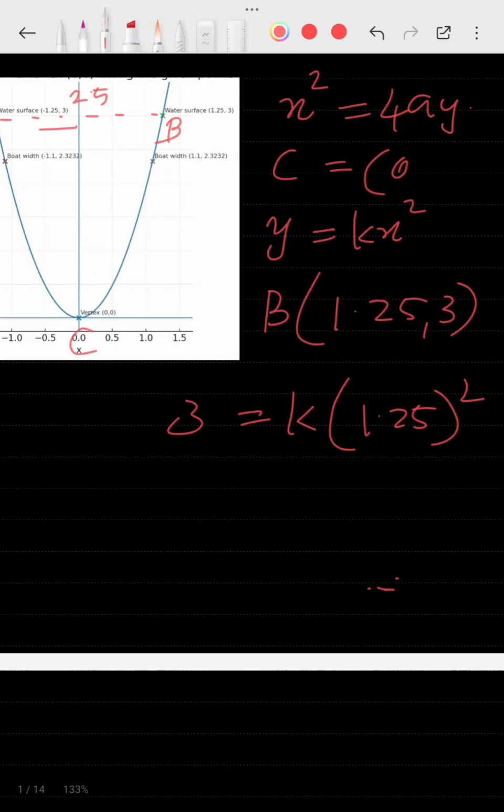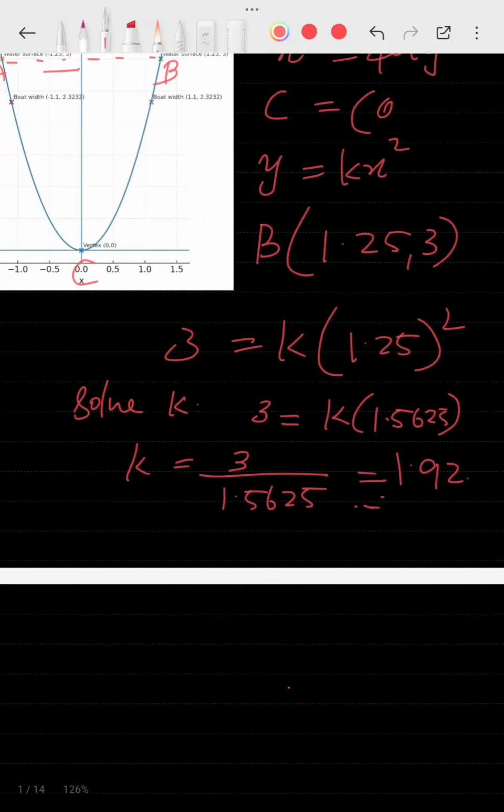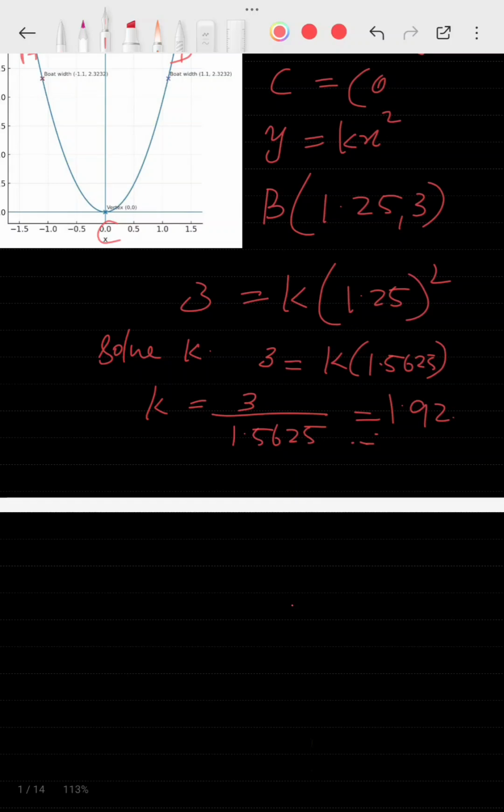So let's solve for k. 3 equal k times 1.5625, and k equal 3 over 1.5625. That means it is 1.92. Therefore, the equation for the quadratic curve representing the canal's cross section will be y equal 1.92 x square.